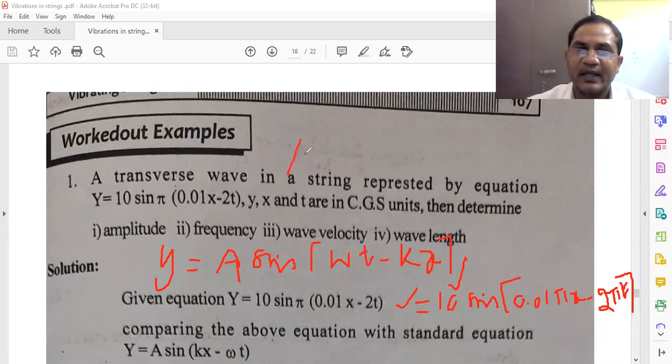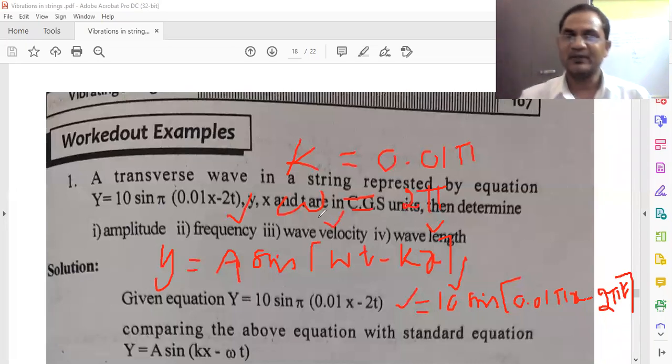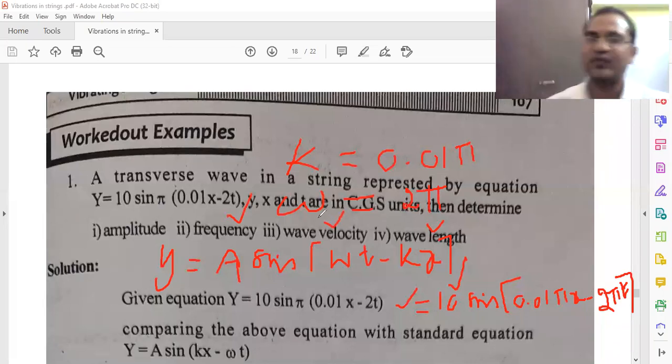Next, propagation constant k is equal to 0.01 pi. Next, angular frequency omega, by comparing the equation, is 2 pi. But he's asking frequency, wave velocity, and wavelength. If you know the omega value, you can find the frequency.